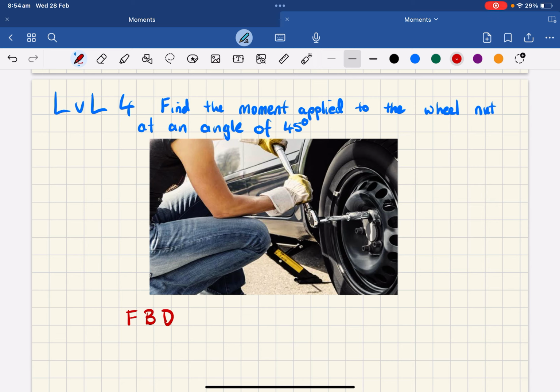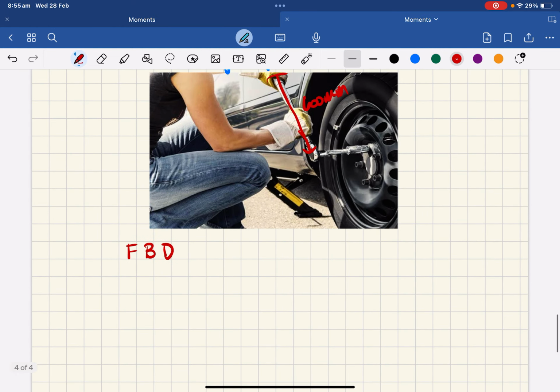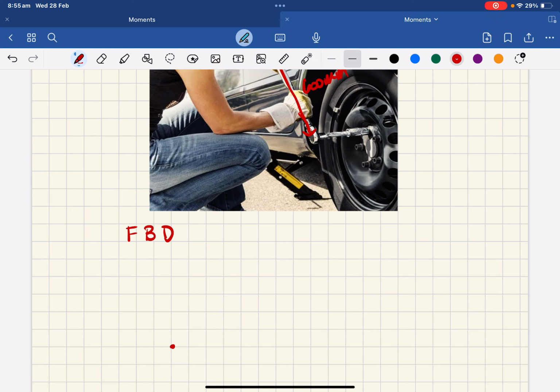Right, wheel nut. So, average breaker bar is 600 mils. You'll be given that in your question. And we're going to be applying a force. So here we go, we've got our force. It's coming up at 45 degrees. And we're going to say that our force is 85 newtons. So, how do we work out our moment?